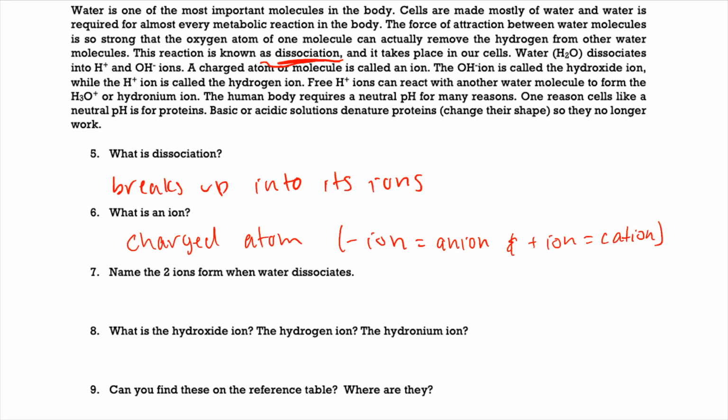Moving forward, name the two ions that form when water dissociates. We get H+, which is the hydrogen ion.